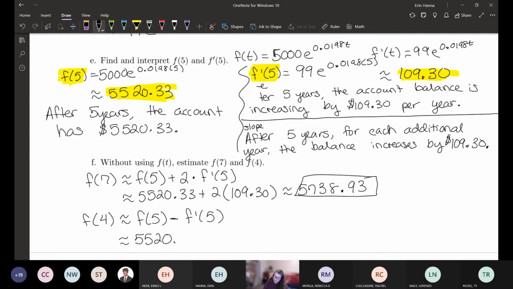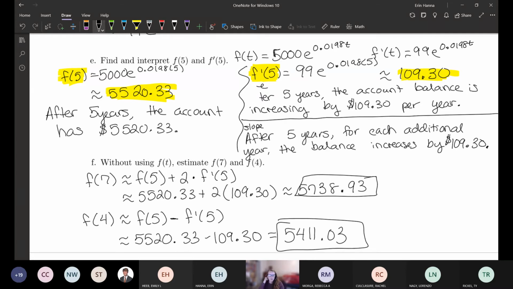So we have our 5520.33 minus the 109.30, which will approximately give us $5,411.03. Remember, you don't have to be given an original function to be able to get an estimate of values, as long as you're given a function value and its derivative value. And remember that they have to match. You can't be given f of 5 and f prime of 6. That won't get you anywhere. But if it's f of 5 and f prime of 5 or any other matching pair, you can do so. And also remember, the farther you go away from the original value you're given, the worse the estimation is probably going to be.